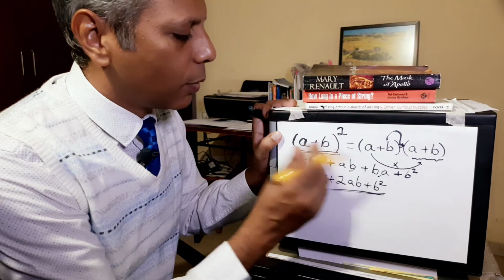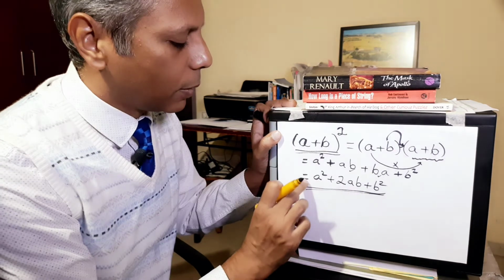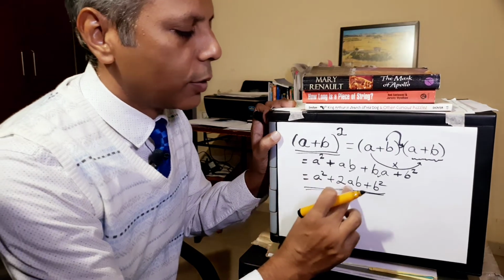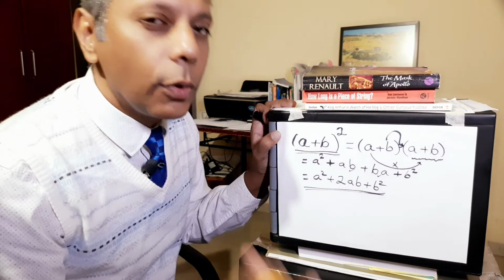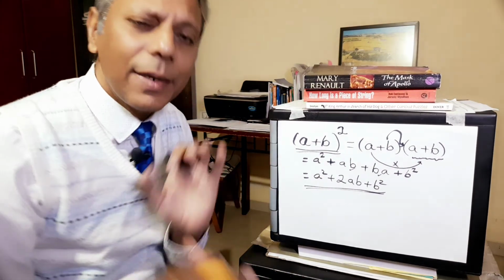So no matter what the values of a and b are, (a plus b) whole square is always equal to a square plus 2ab plus b square. You ought to remember this. You should remember this. So that's the simple part.